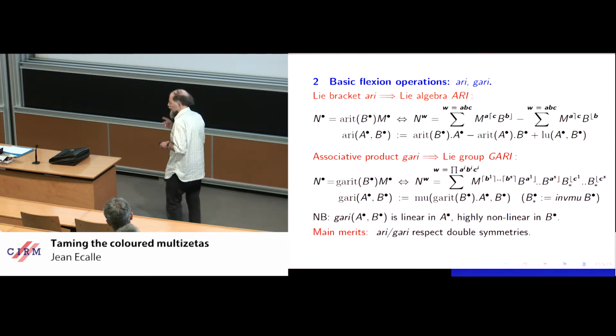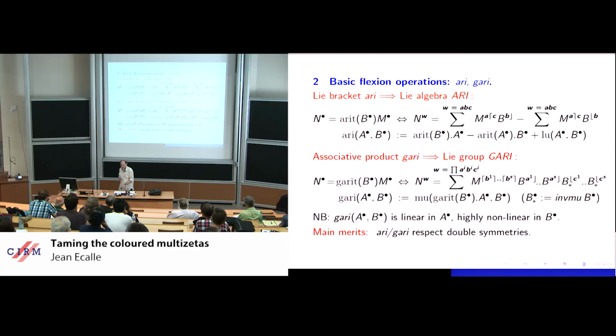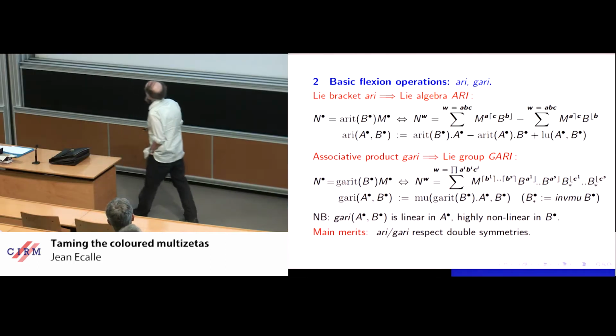But only 2 of these 7 have the added distinction of preserving double symmetries, of being interesting for our purposes. And moreover, when applied in general, they are different. But when restricted to B-moulds that have a double symmetry, they do coincide. So there's no agony of choice. We simply pick the simpler of the 2. This is the ARI-GARI pair. ARI is the algebra and GARI is the group. Here is the definition.